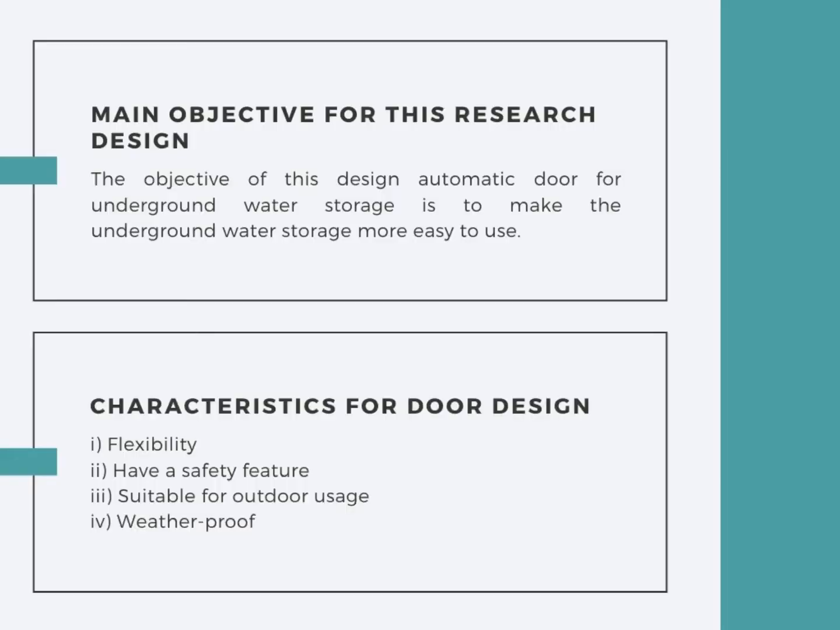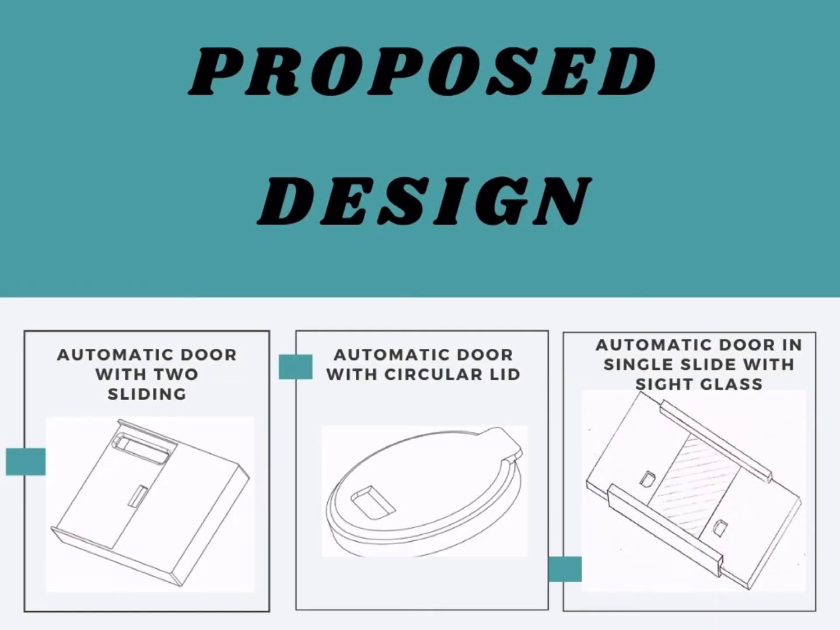The main objective of this research design is to make underground water storage easier to use. The characteristics of the door design are flexibility and a safety feature, since this automatic door will be put at the house area and needs to be suitable for outdoor usage. The other is weatherproof. This is the proposed design. The first one is the automatic door with two sliding doors. The second one is the automatic door with a circular lid.